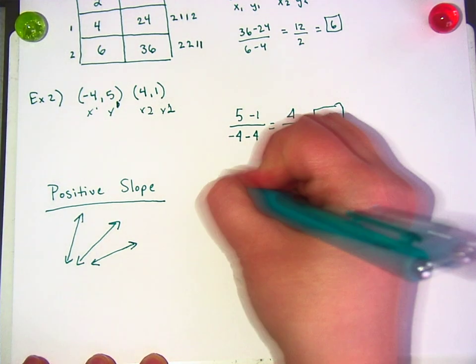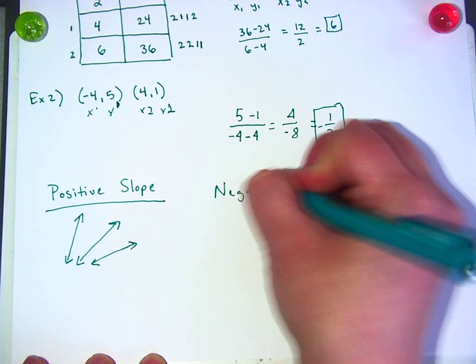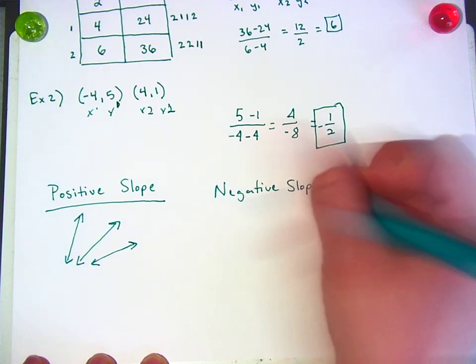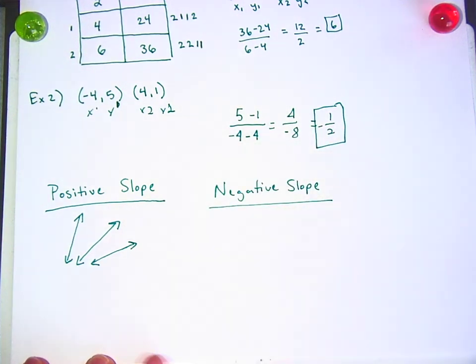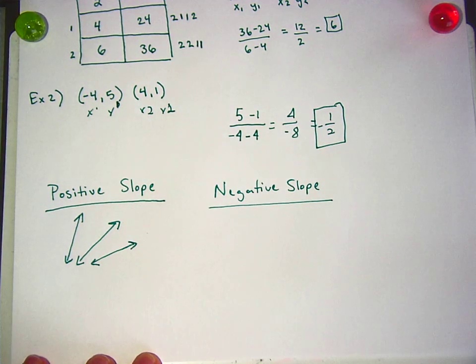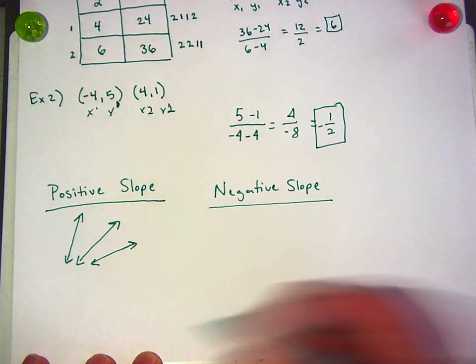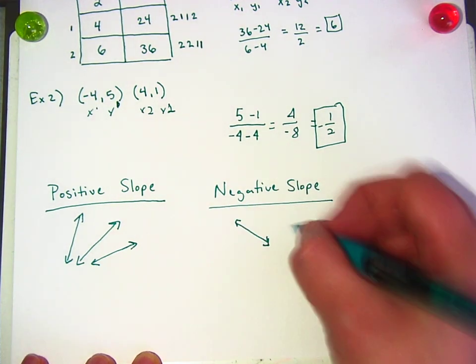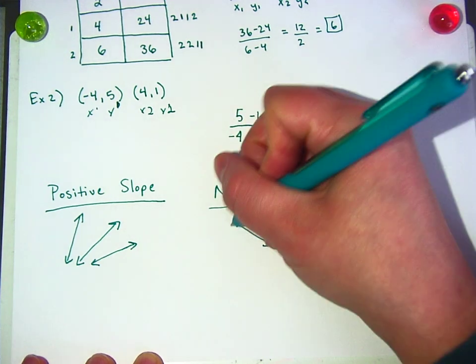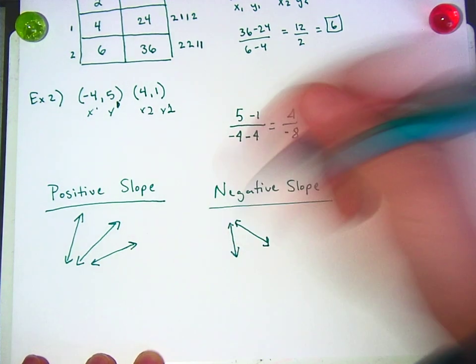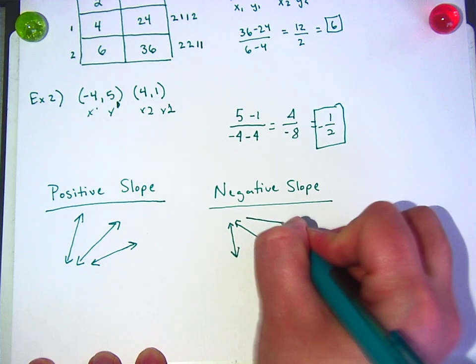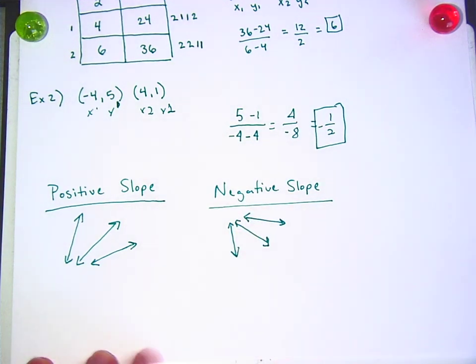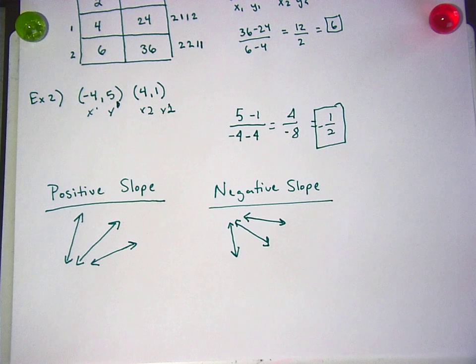All right, let's draw a picture of a negative slope. What's a negative slope going to look like? Goes down left to right. So it could be going down like this. It could be even steeper than that. Or less steep. Any of those are considered negative slopes.